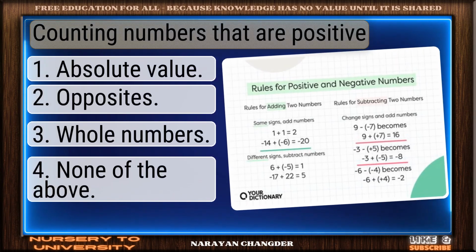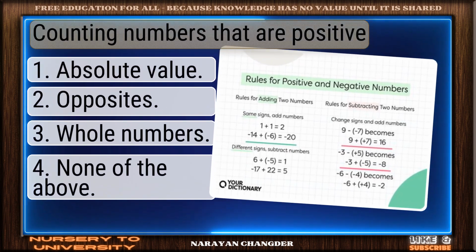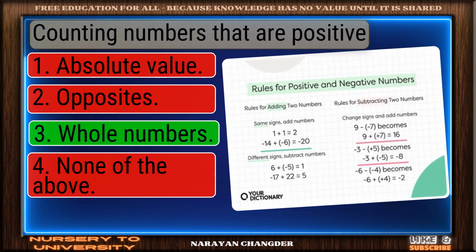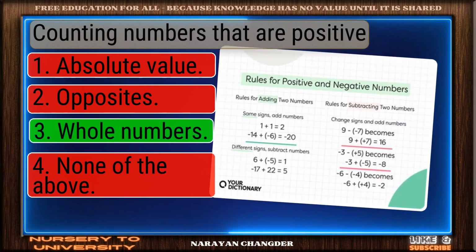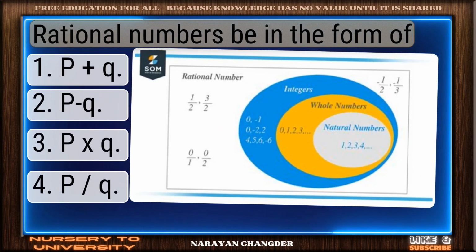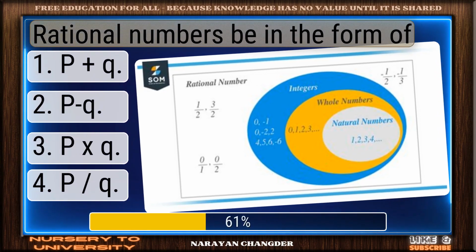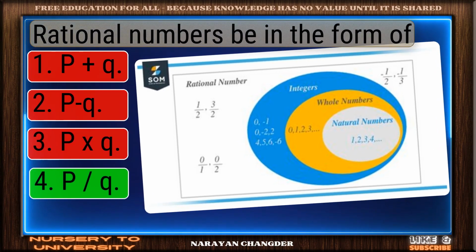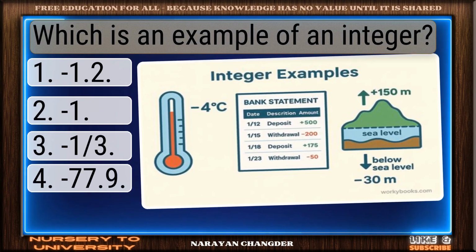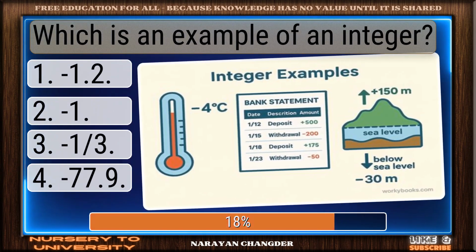Question number 86. Counting numbers that are positive. Nicely done. Whole numbers is a solid answer. Question number 87. Rational numbers are in the form of? Right again. p/q is a valid answer. Question number 88. Which is an example of an integer?